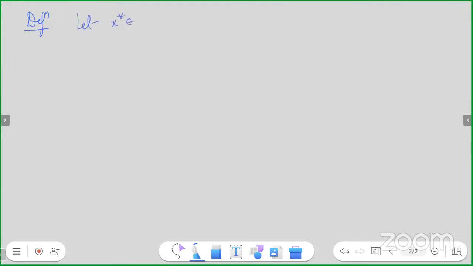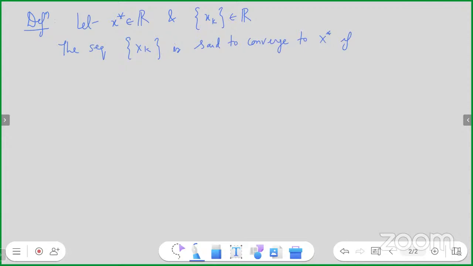Let x star belong to R and the sequence xk also belong to the reals. The sequence xk is said to converge to x star if the limit as k goes to infinity of |xk minus x star| equals 0. Nothing new. You know it for a long time.